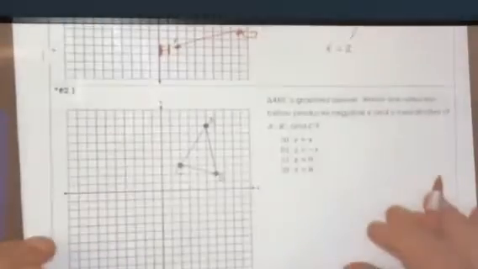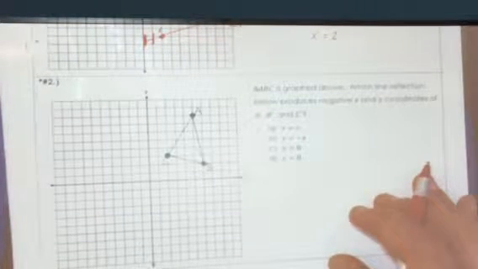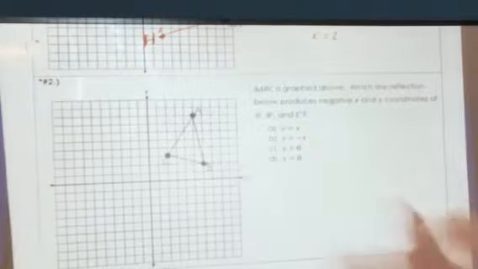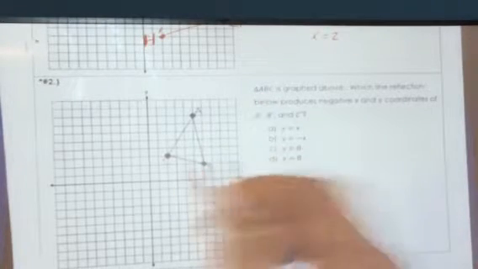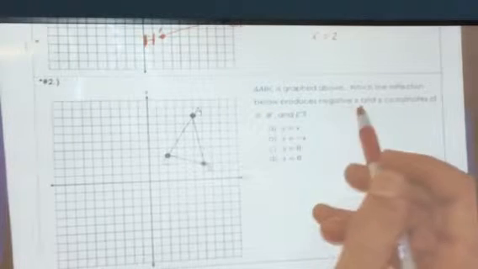All right, the second question. I'm going to do a little bit more on this question than the question asks, because I want to show the reflection that we're going to do. So triangle ABC is graphed. Which line reflection produces negative x and y coordinates of A prime, B prime, and C prime?